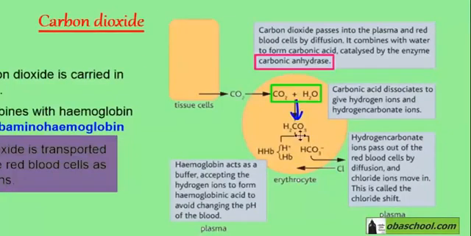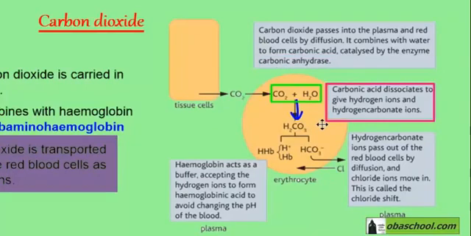This carbonic acid is not going to stay as carbonic acid. It's not stable as carbonic acid. It's going to dissociate into hydrogen ions, so H+, and hydrogen carbonate ions, so HCO3-. This H+ is going to change the pH of the blood.